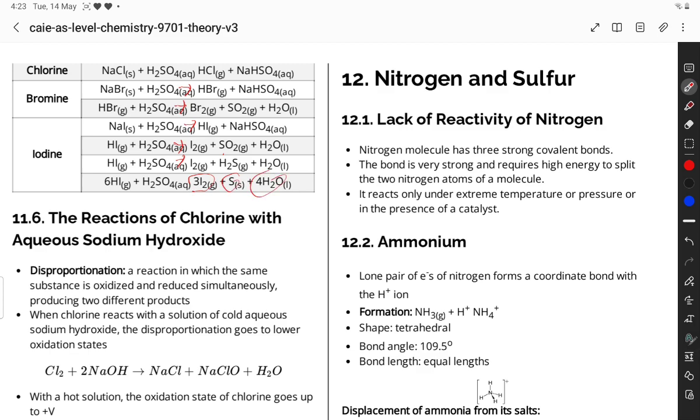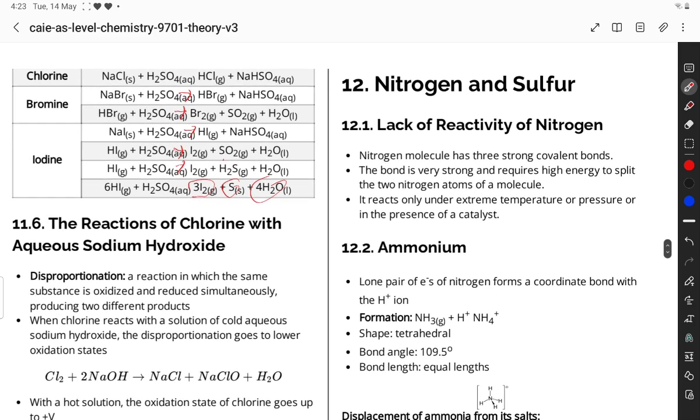So these are the reactions of chloride, bromide and iodide with concentrated sulfuric acid. Please keep in mind that sulfuric acid does not further oxidize HCl and HF, but HBr and HI can be further oxidized by sulfuric acid.